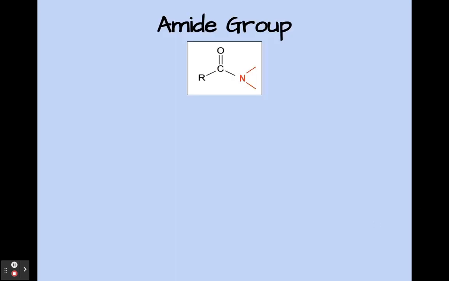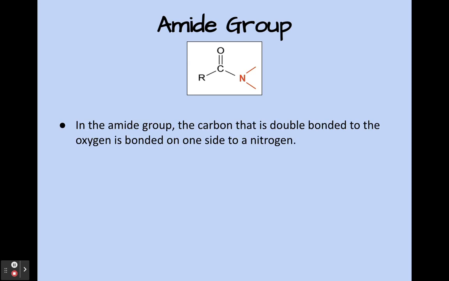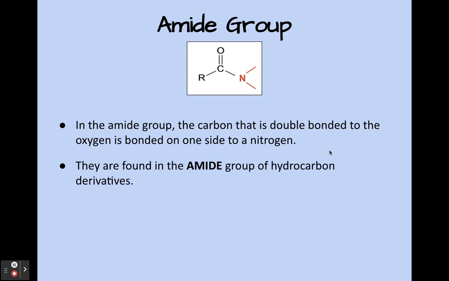Okay, last one, the amide group. So in the amide group, the carbon that is double bonded to the oxygen is then bonded to a nitrogen. So it's kind of like we've taken the carbonyl group and added an amine group or an amino group, and we get the amide group. And they're found in the amide group of hydrocarbon derivatives.